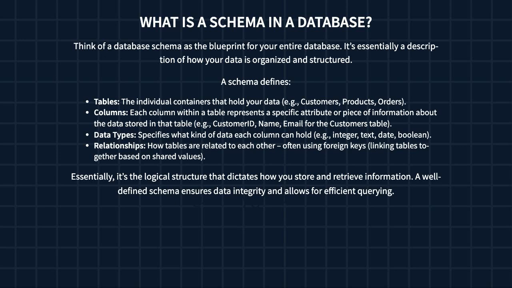Each table then has columns, which are the specific pieces of information you're storing about each item, things like customer ID, name, and email. The schema also specifies what type of data goes into each column. Is it a number?